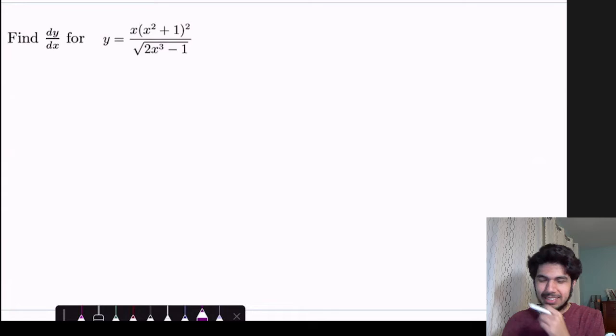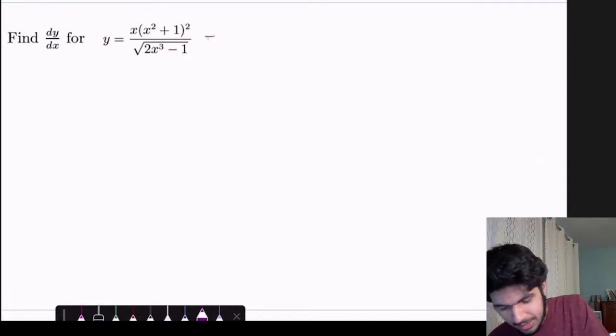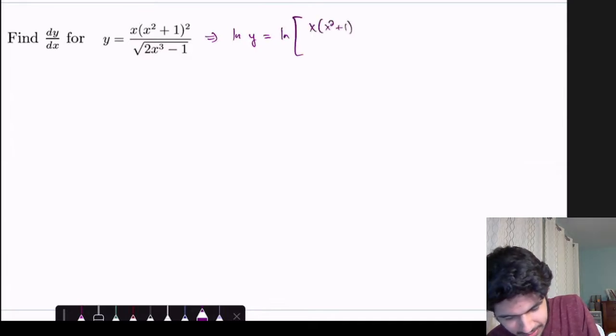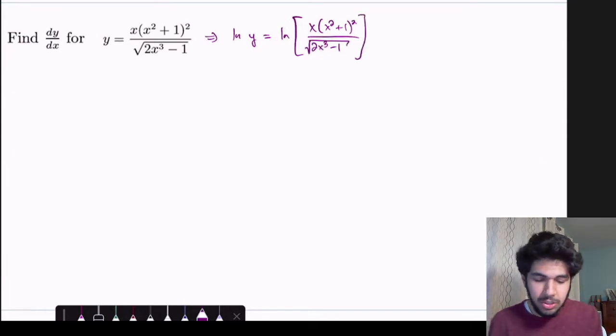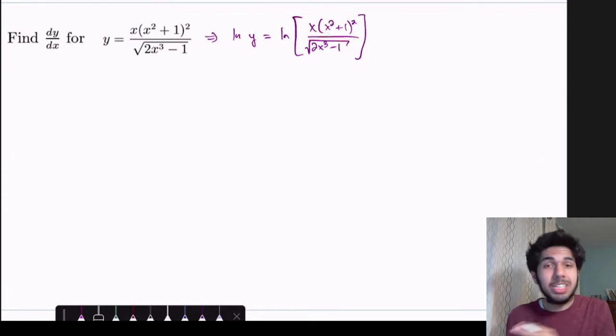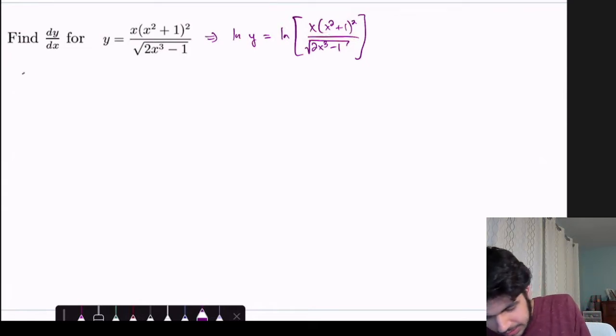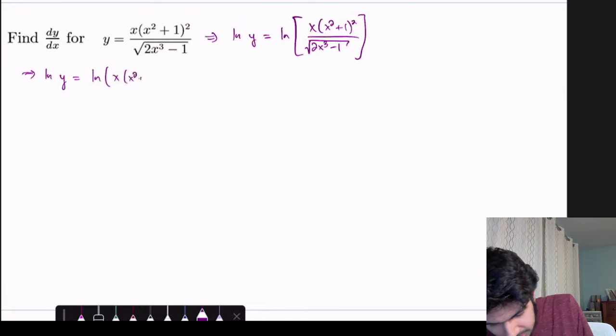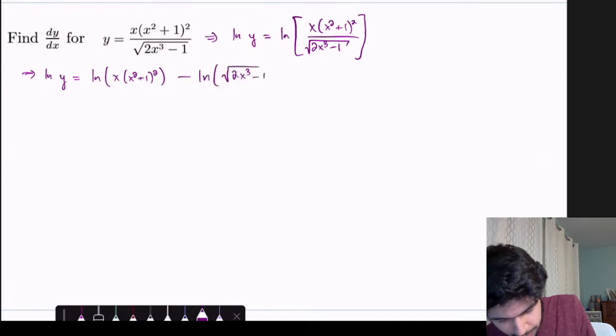So what we could do is, it's a little bit nasty on both sides. So let's see what happens when we take the natural log of both sides. So ln of y equals ln of this massive quantity over here. And the reason why we're taking the natural log on both sides is so that on the right-hand side, we can take advantage of the natural log properties. Because now we have this quotient which we can break apart into the difference of two natural logs, right? So ln of y is now equal to ln of x times (x squared plus 1) squared minus ln of the square root of 2x cubed minus 1.